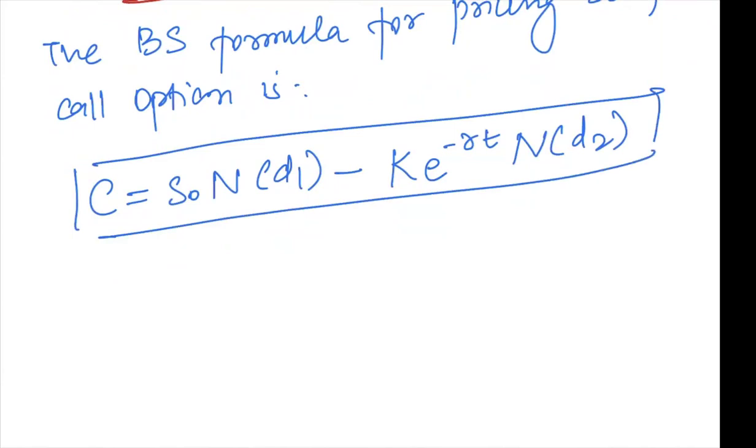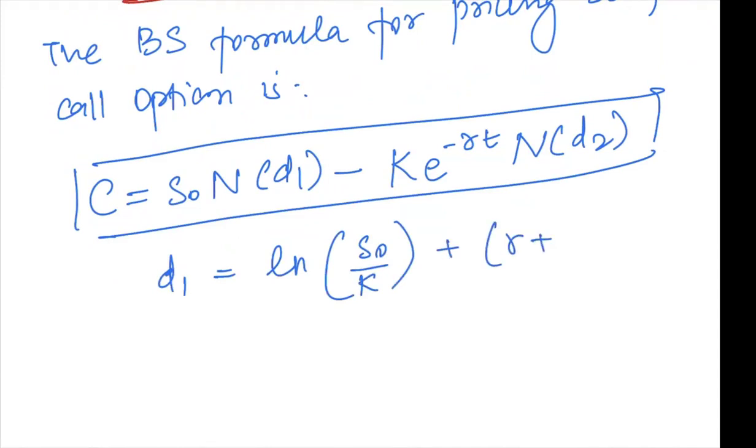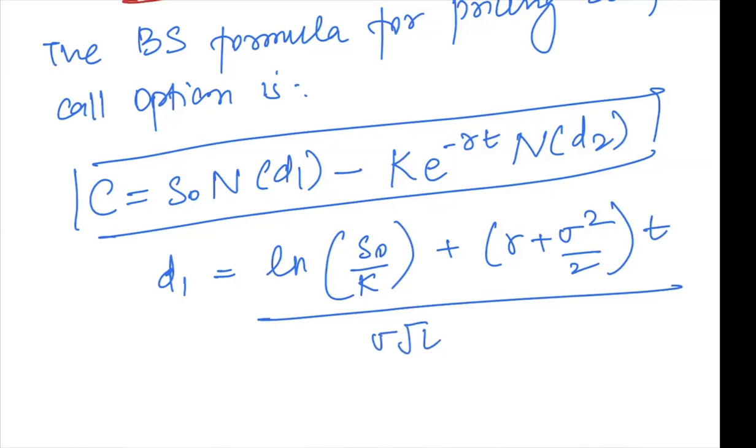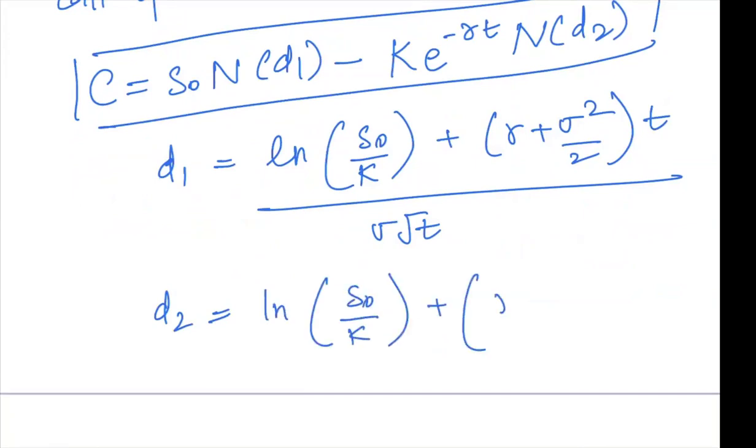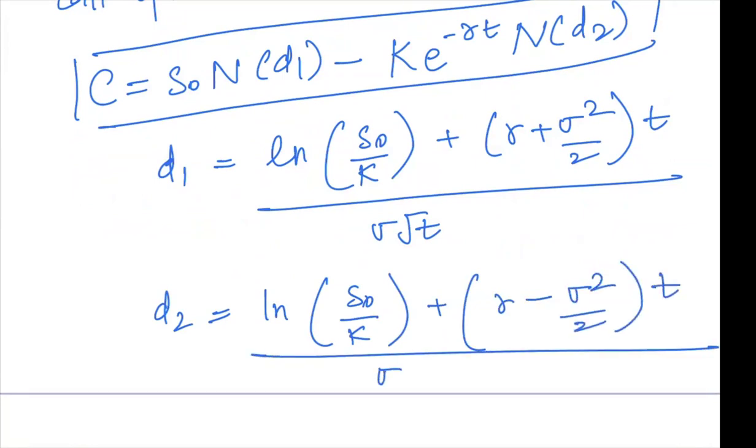where d1 is equal to log of S0 by K plus (r plus sigma squared by 2) times T, divided by sigma root T. Okay, this is how we define d1, and d2 is ln of S0 by K plus (r minus sigma squared by 2) times T, divided by sigma root T.